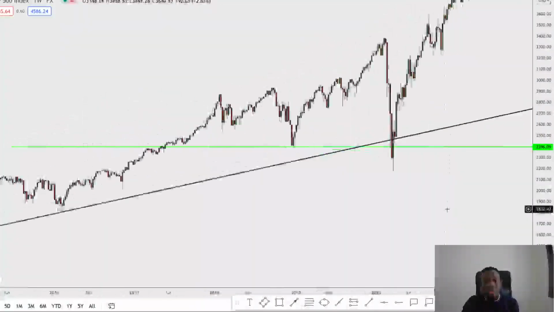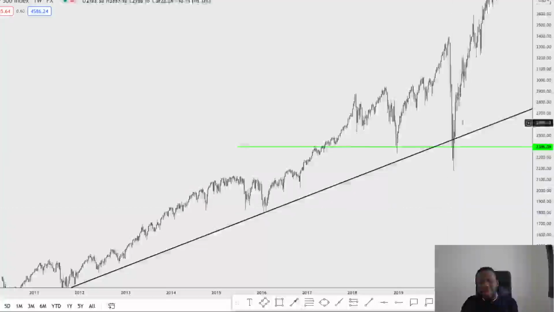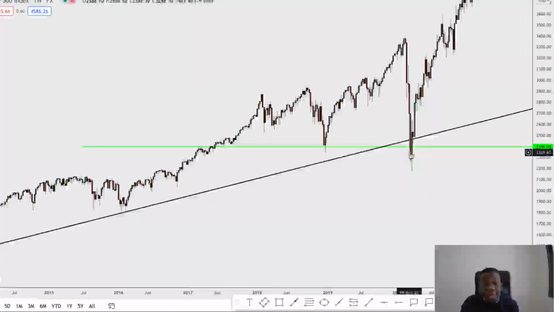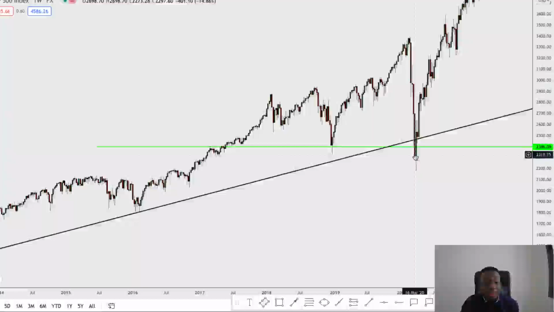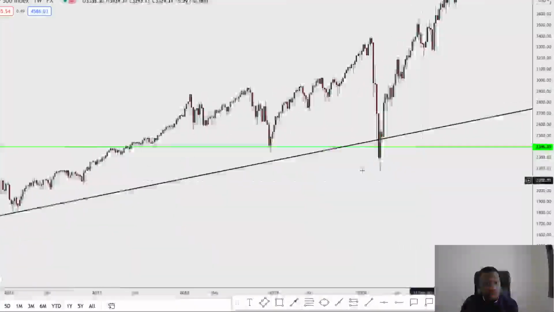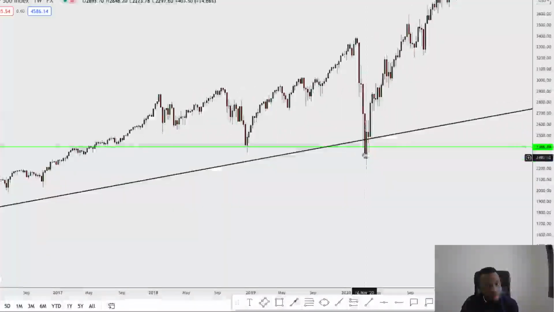I said, well, how I will know for a fact if the world is actually coming to an end is if we break this level, then I'm going to be scared. Then the world is coming to an end. But we literally have a key level that this market can come into and bounce out of. So I was watching. We broke it, but look, we stayed here.